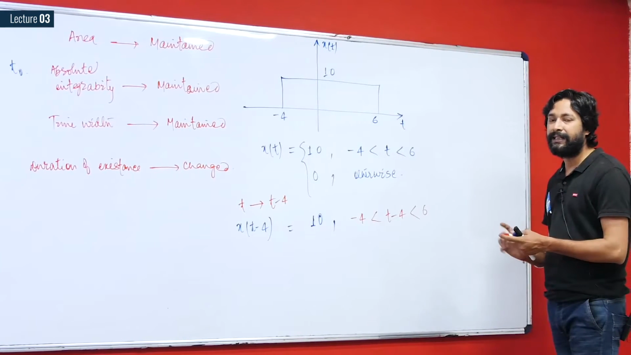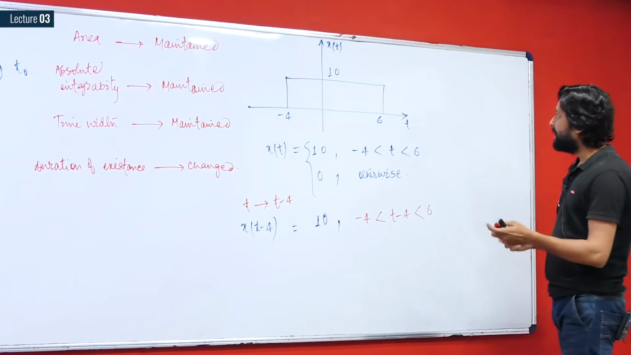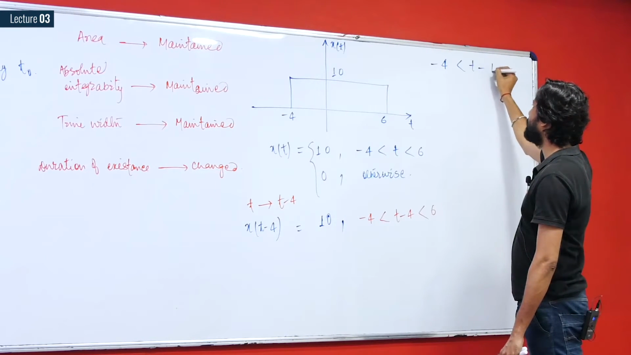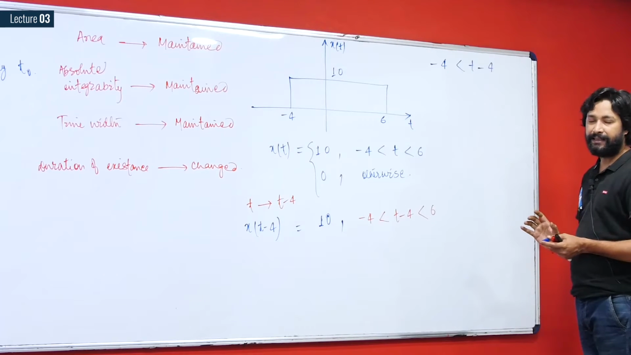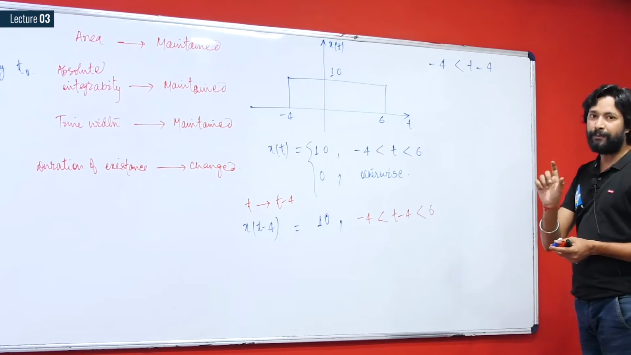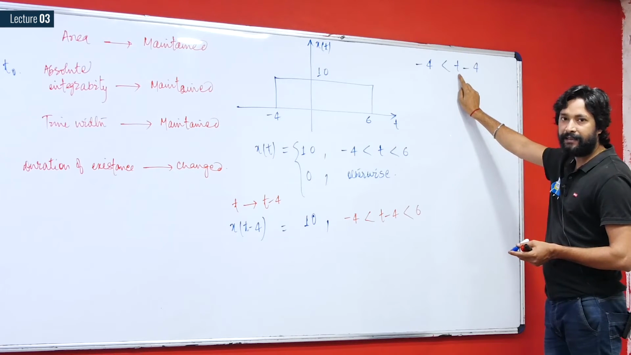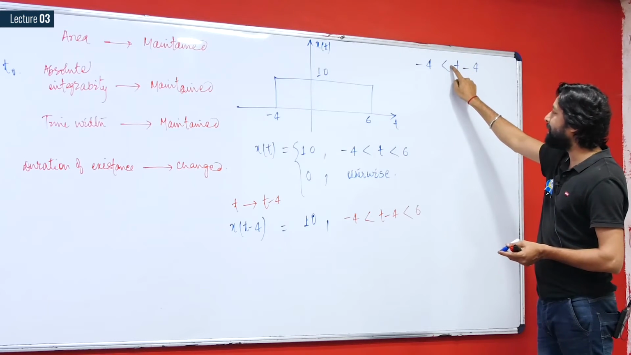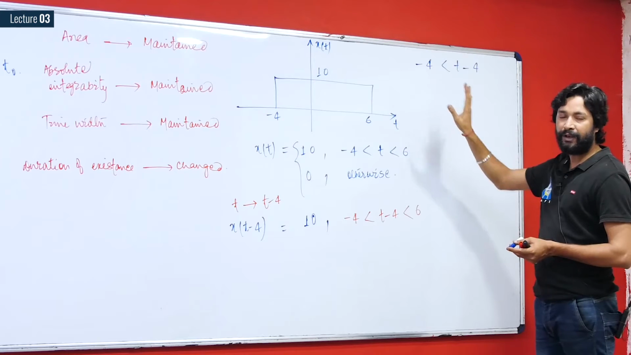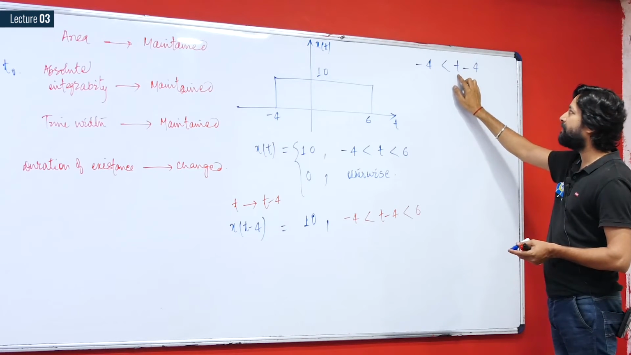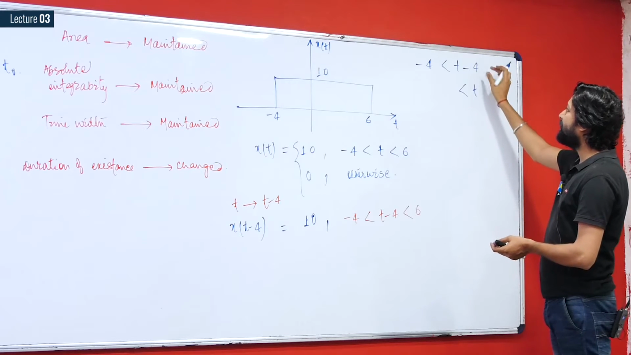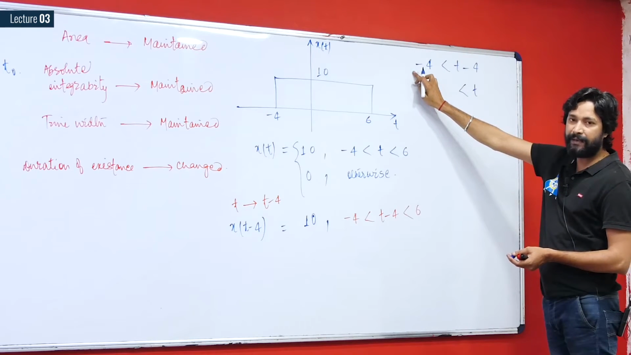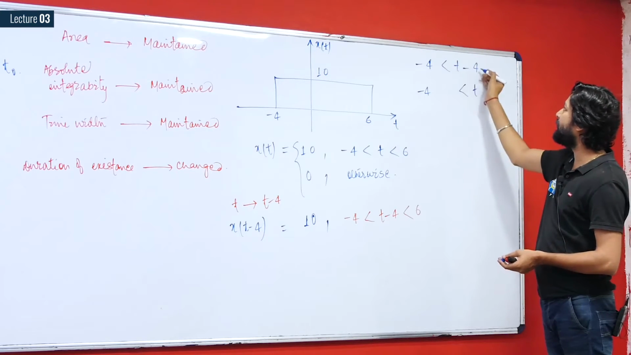Now if you have to solve these kinds of inequalities, what will you do? Let it be minus 4 must be less than t minus 4. If there is a positive sign with t, then do not shift that t. Note the point: if there is a positive sign with t, then you don't have to shift this t to the other side. If there is a negative sign with t, then only you have to shift this t to the other side. As we can see here, t is positive, so keep t on this side only and move that constant to the other side. So this minus 4 will go to the other side, becoming plus 4.